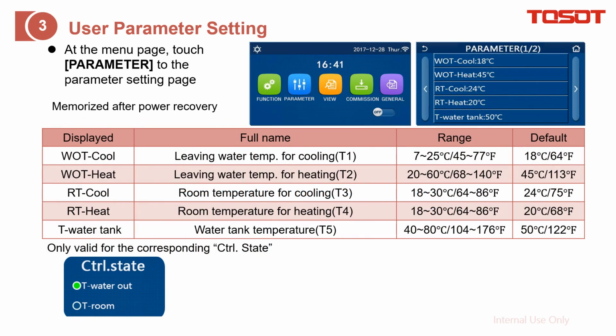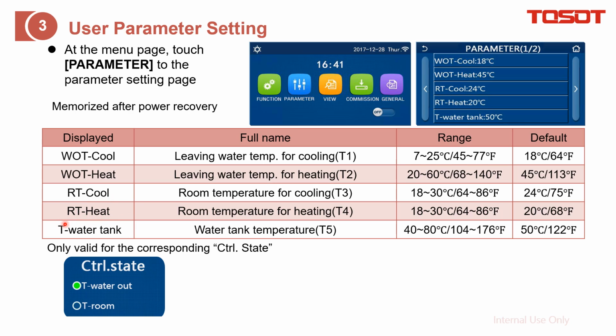Next, we go to the parameter setting, which is to enter this page. We actually offer you this table. From here, you can adjust the set point of the water out temperature in cooling mode, and the water out temperature in heating mode. And here is the room temperature in cooling and heating mode. And the last is the water tank temperature, which is for the domestic hot water.